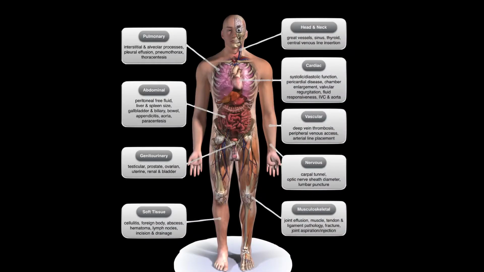So these are all the parts of the body that we can look at with ultrasound. There are too numerous here to discuss, but there's everything from vascular to cardiac to pulmonary, abdominal, renal, soft tissue, musculoskeletal, and goes on and on.